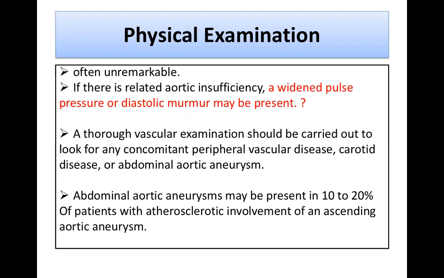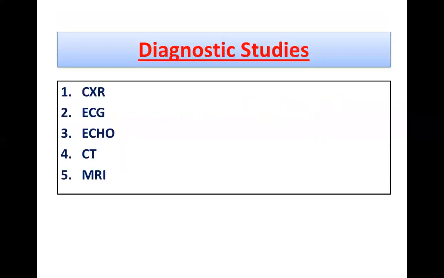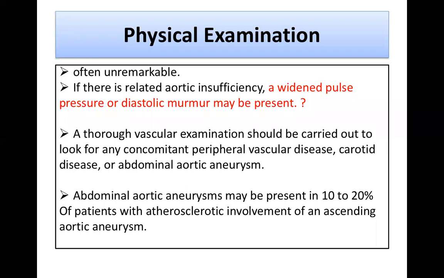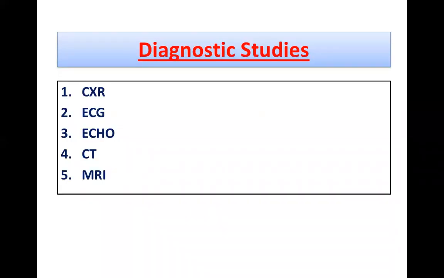Abdominal aortic aneurysm can be present in 20% of patients with ascending aortic aneurysm. Diagnostic strategies: chest X-ray, ECG, echo, CT, and MRI.